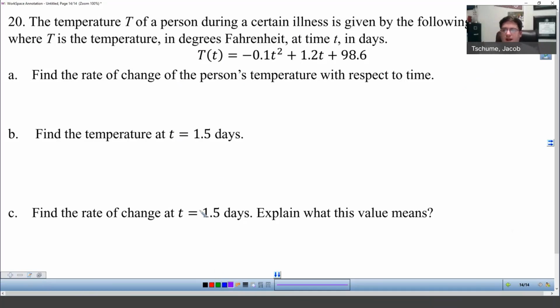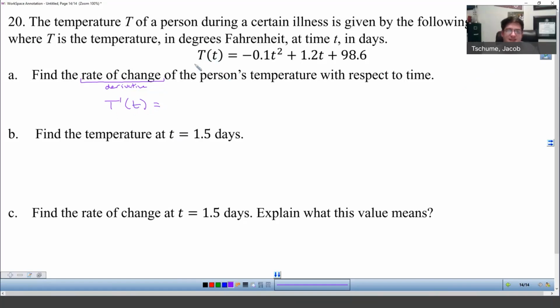So let's read through part A. It says, find the rate of change of the person's temperature with respect to time. So the key word here is rate of change. Rate of change, as we talked about in the last video, we represent by taking a derivative. So when it says find the rate of change, it is asking you to find the derivative of this function.